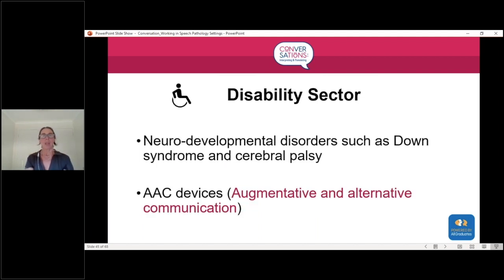I think this might be the last one, the disability sector. It's not necessarily what you think of when you think of speech pathology, but speech pathologists do work with people who have disabilities, so neurodevelopmental disorders, so people with Down syndrome, cerebral palsy. And I'm not going to speak about this one in great detail, partly because it's not my area of specialty, but it can be really interesting because this is the area where often clients are using what we call AAC devices. So these are augmentative and alternative communication devices, and they're basically devices that help people communicate.